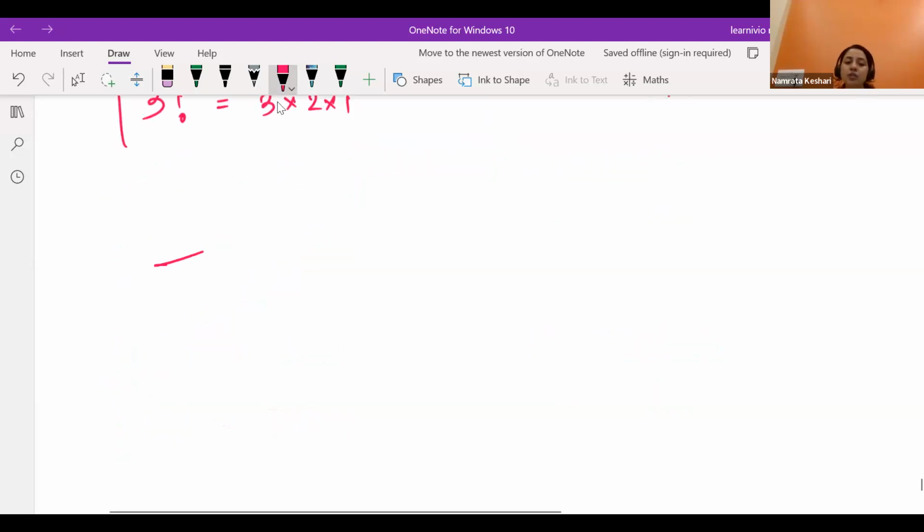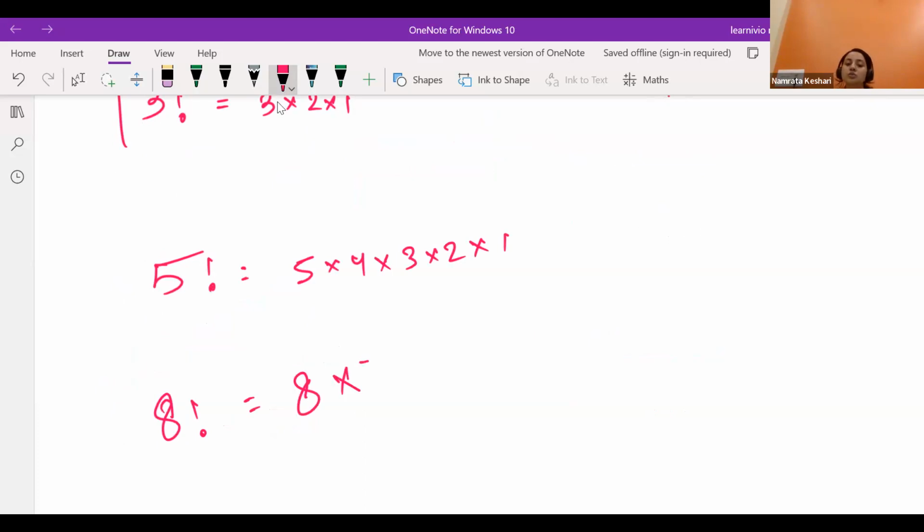What is 5 factorial? 5 factorial is 5 into 4 into 3 into 2 into 1. Okay, similarly what will 8 factorial be? 8 factorial is 8 into 7 into 6 into 5 into 4 into 3 into 2 into 1.